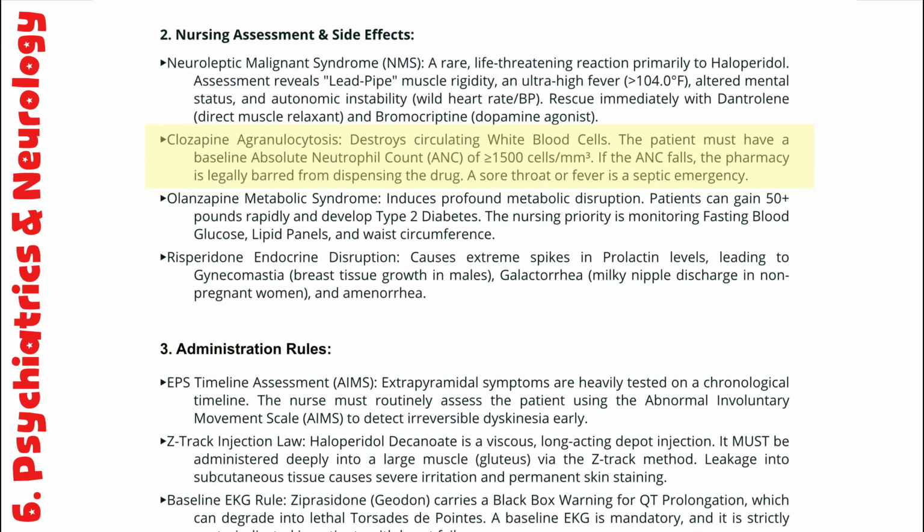Clozapine destroys white blood cells. The pharmacy is legally barred from dispensing it if the neutrophil count drops. Olanzapine causes metabolic syndrome, and risperidone spikes prolactin, causing gynecomastia and galactorrhea. Run a routine Ames assessment to catch early dyskinesia. Haloperidol decanoate is Z-track injection only, and ziprasidone needs a baseline EKG before starting, given its QT prolongation risk.